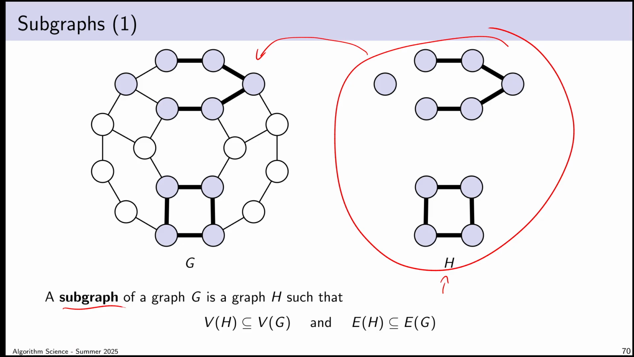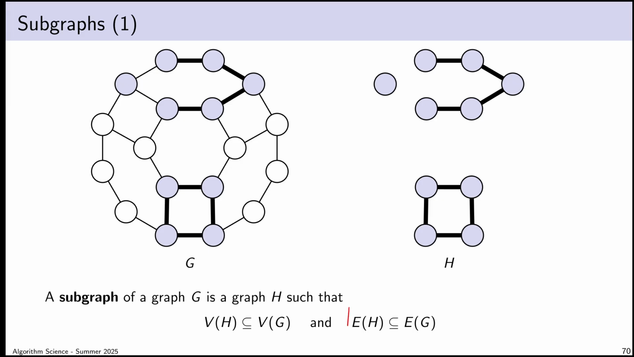A subgraph is a graph whose vertex set is a subset of the other graph. So H's vertex set is a subset of the vertex set of G, and the edge set is also a subset of the edge set of the original graph. But H is a graph. So there is one more restriction that's sort of implicit, which is that, yes, the edges in H are a subset of the edges of G, and the vertices of H are a subset of the vertices of G, but in addition, I should say it the other way.